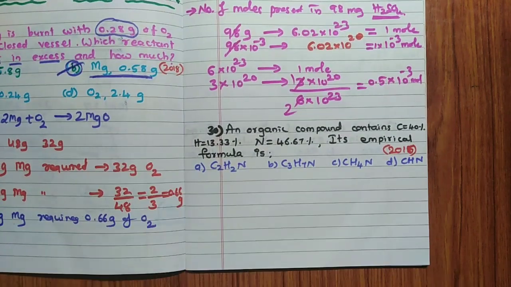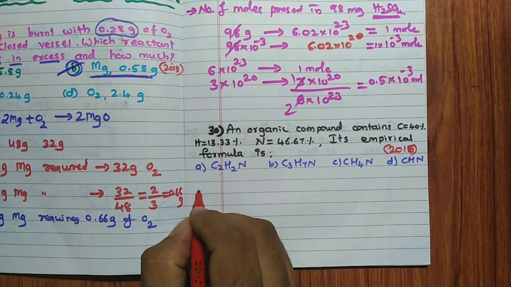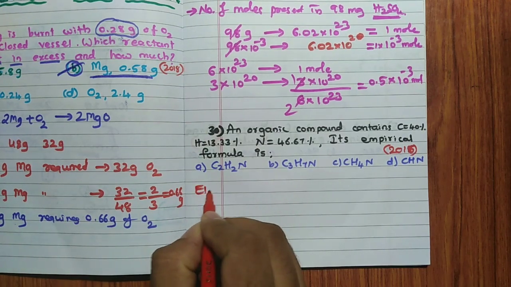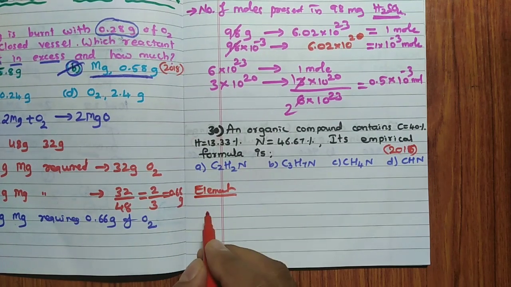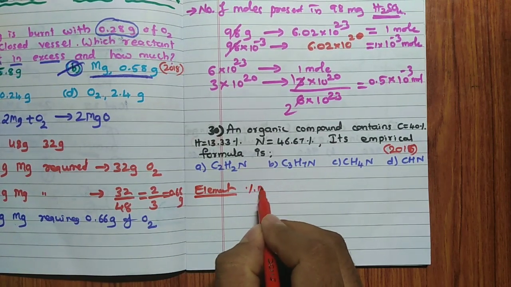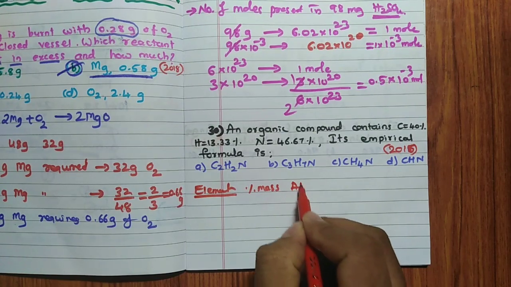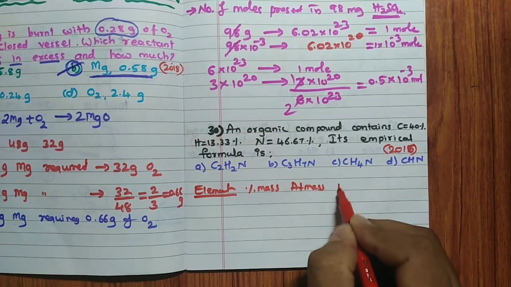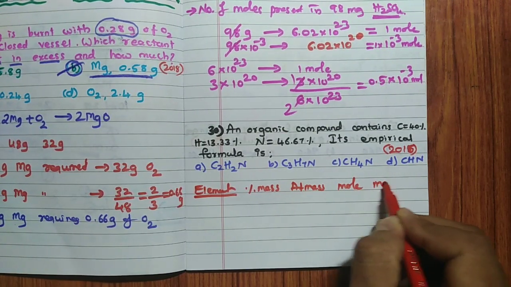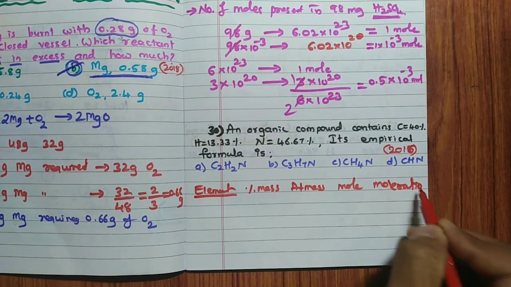Next. An organic compound contains C is equal to 40, H is equal to 13.3, N is equal to 46.67. Empirical formula, molecular formula calculation, I will tell you. So what you have to do here? See, you have to write the columns. In the exam, don't waste your time. Directly also you can do. So I will write the columns here. Element first, then percentage mass, then atomic mass, then mole, then we calculate the mole ratio.